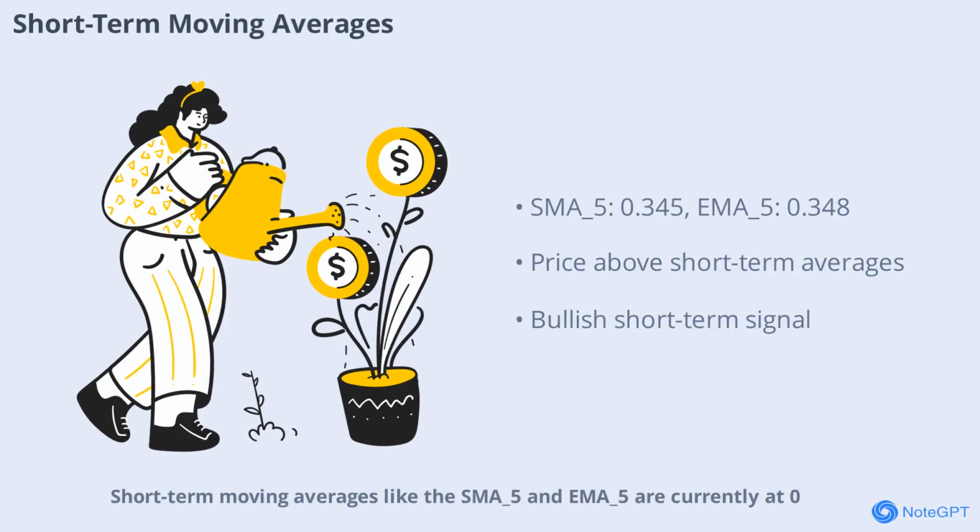Short-term moving averages like the SMA5 and EMA5 are currently at 0.345 and 0.348 respectively. These values are below the current price, indicating a recent upward momentum. When the price is above these averages, it often suggests bullish sentiment in the short term. Traders frequently use these signals to time entries and exits, especially during periods of increased volatility. Let's see how these short-term trends compare to longer-term averages.